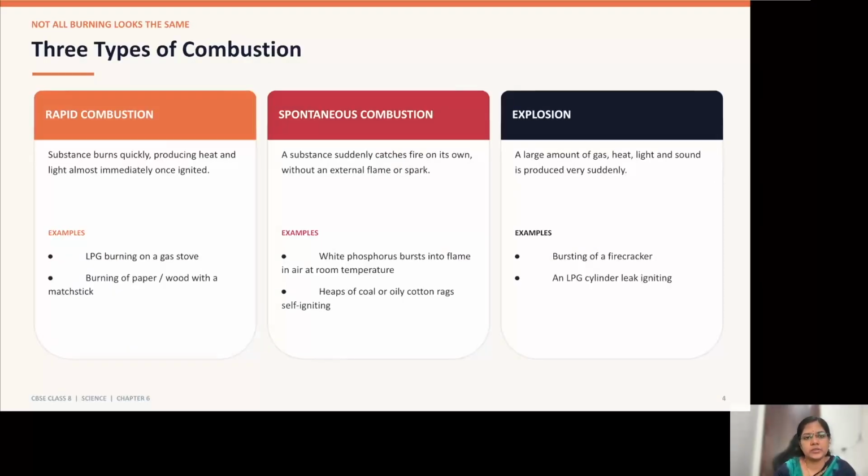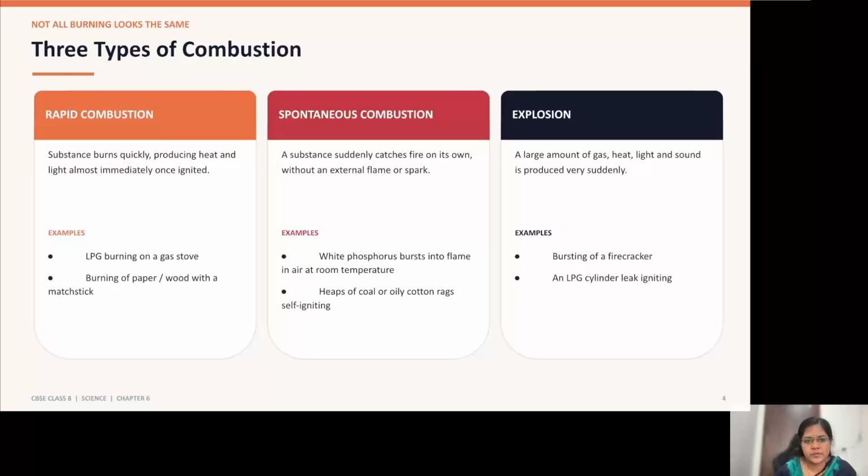Here we have three types of combustion. They are rapid, spontaneous and explosion. Rapid: the everyday case students already know is the gas stove. What do you do to start it? Yes, you need to turn on the knob and give it a spark. And what about spontaneous? Spontaneous means the substance catches fire without giving a spark.